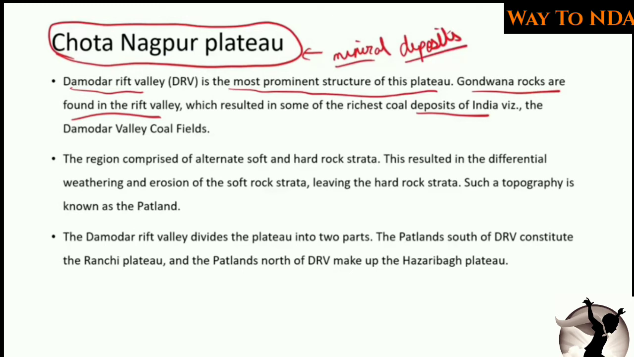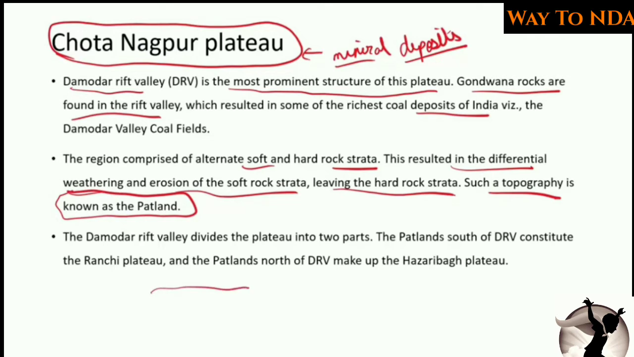The region comprises alternate soft and hard rock strata, which resulted in differential weathering and erosion of the soft rock strata, leaving the hard rock strata. Such a topography is known as patland. Suppose here is a hard rock, then soft rock, then hard rock, then soft rock and again hard rock. The soft rock got eroded and the hard rock did not get weathered, creating the patland topography.